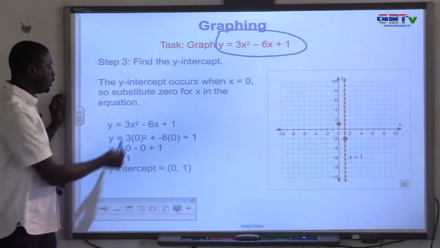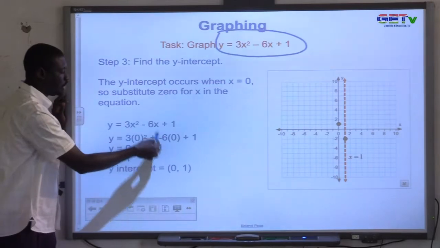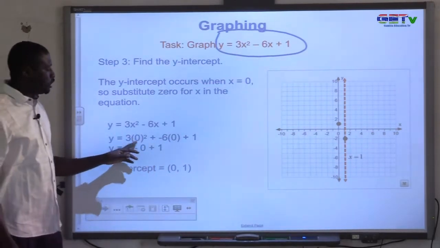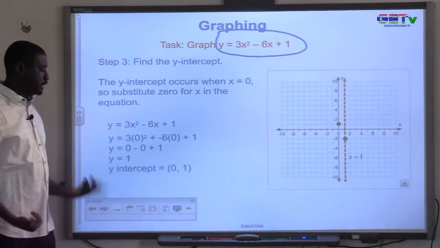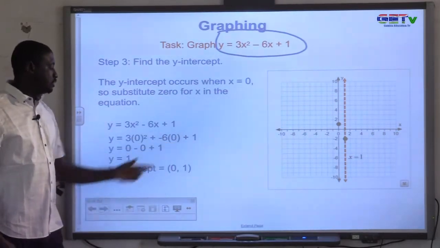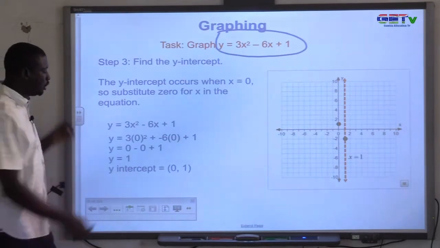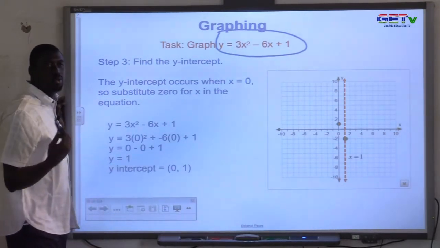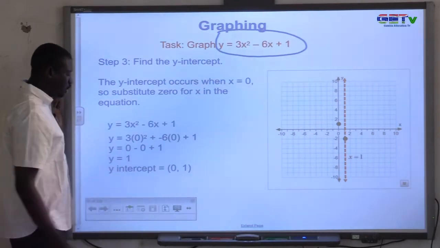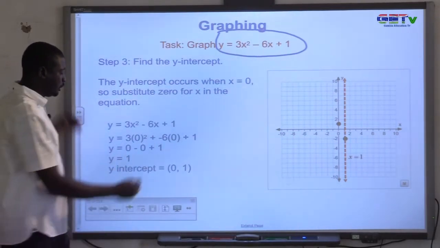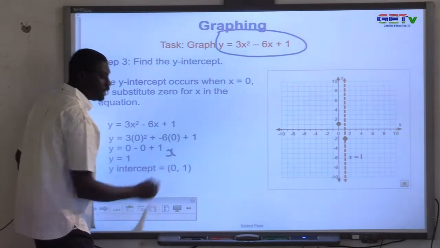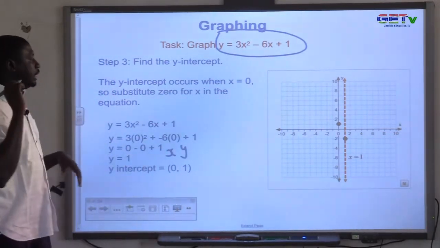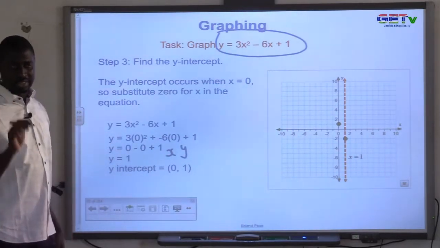y is equal to, in place of x there, I'll put 0, and in place of another x, 0. So when you substitute, 0 to the power 2 is still 0. 0 times 3 is 0. 6 times 0 will be 0. So 0 minus 0 plus 1 is 1. So y is equal to 1. So the y-intercept is, when x is 0, y is 1. That is the point where the graph will cut the y-axis.